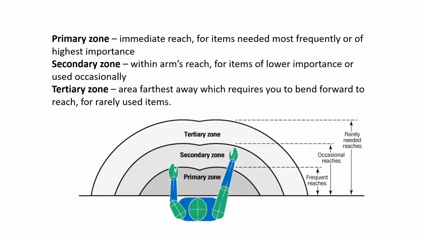Based on the reachability of the materials in a workstation, we have a primary zone, a secondary, and a tertiary zone. In the primary zone, which is the immediate reach, the most important or frequently used things should be placed. In the secondary zone, which is within the arm's reach, the lower importance materials should be installed. In the tertiary zone, which is the farthest, where the person needs to bend forward to reach the materials, we usually put the stuff that the person may rarely use.